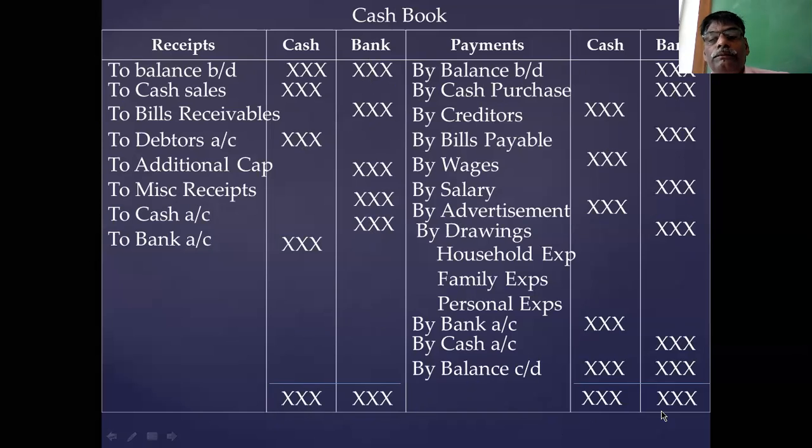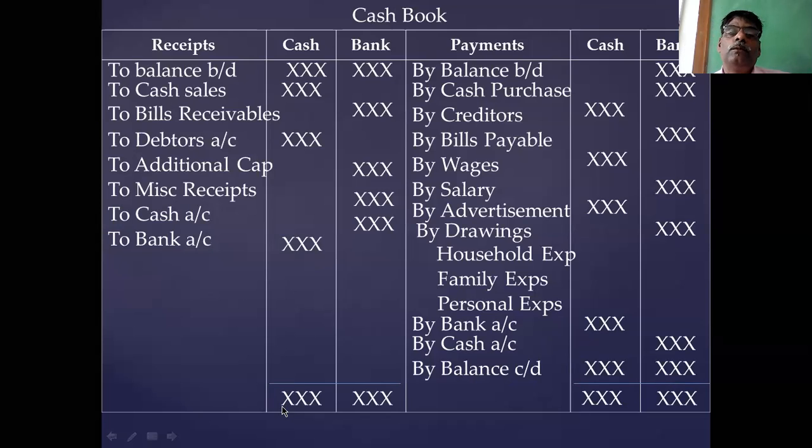Then take the total. If the bank balance comes on the debit side, you write balance carried down, that is bank overdraft. And if the balances are on the credit side, balance carried down is nothing but cash in hand, cash at bank, the closing balance. Like this, you have to prepare the account and close the cash book, then find the missing information.